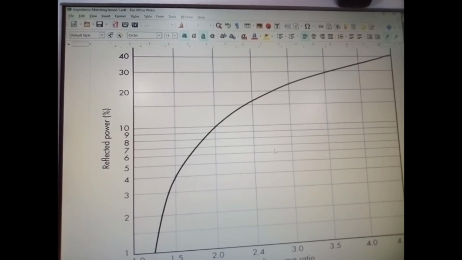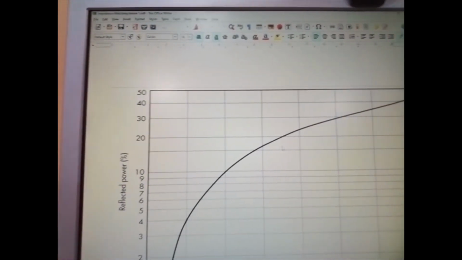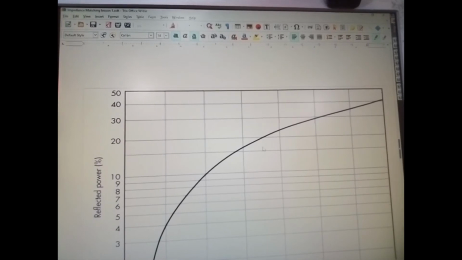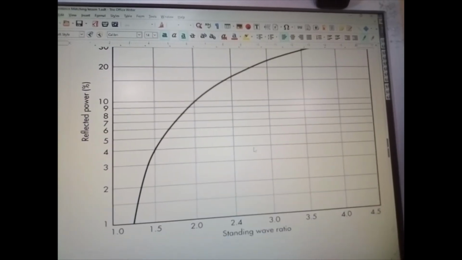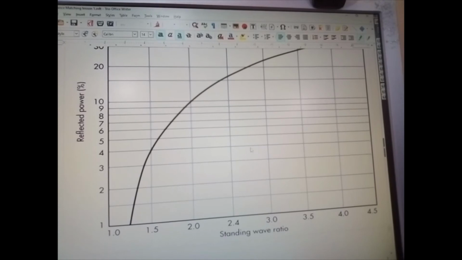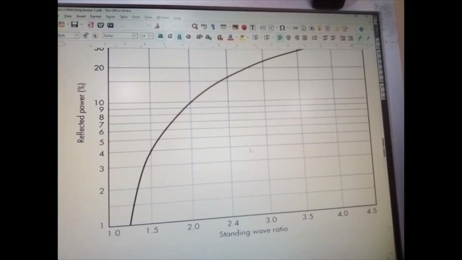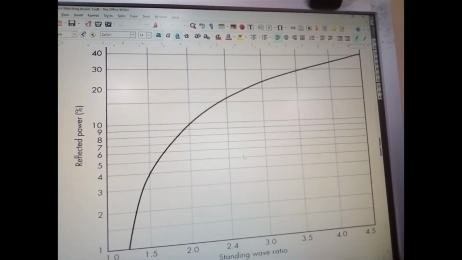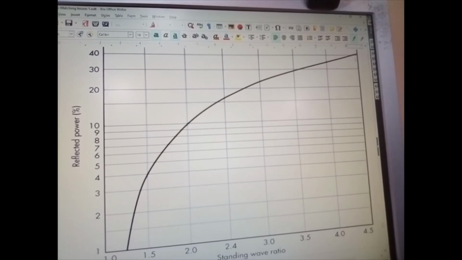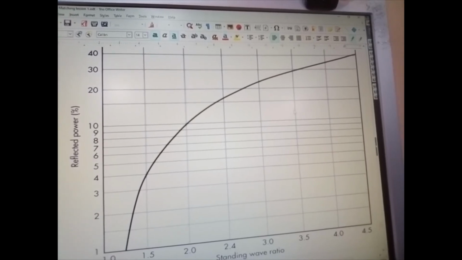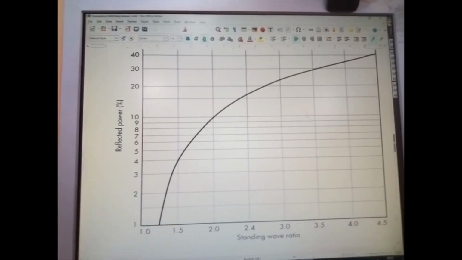This table just shows you reflected power against standing wave ratio. As we minimize the standing wave ratio, we can get more power out. Our power goes up as we reduce the standing wave ratio, and it becomes more efficient. That's all this graph is trying to tell you here.